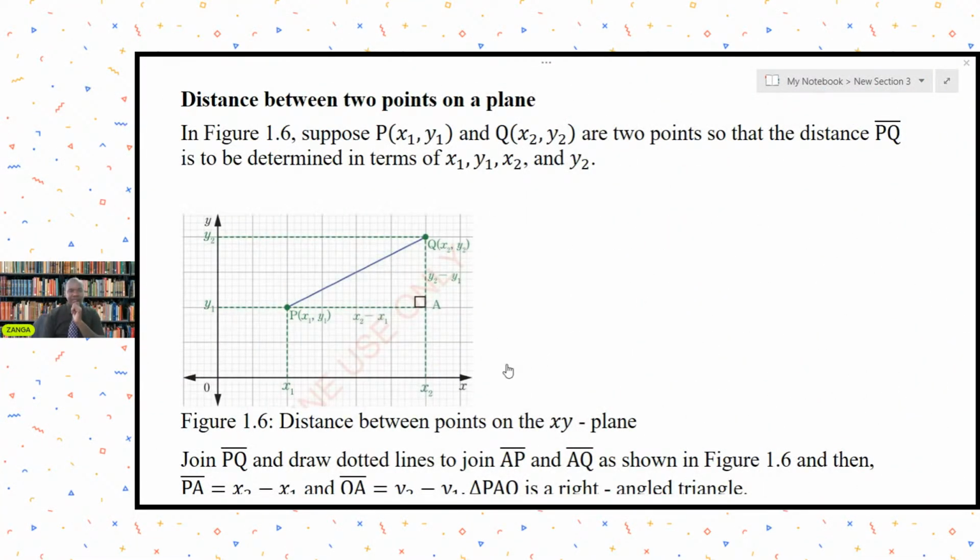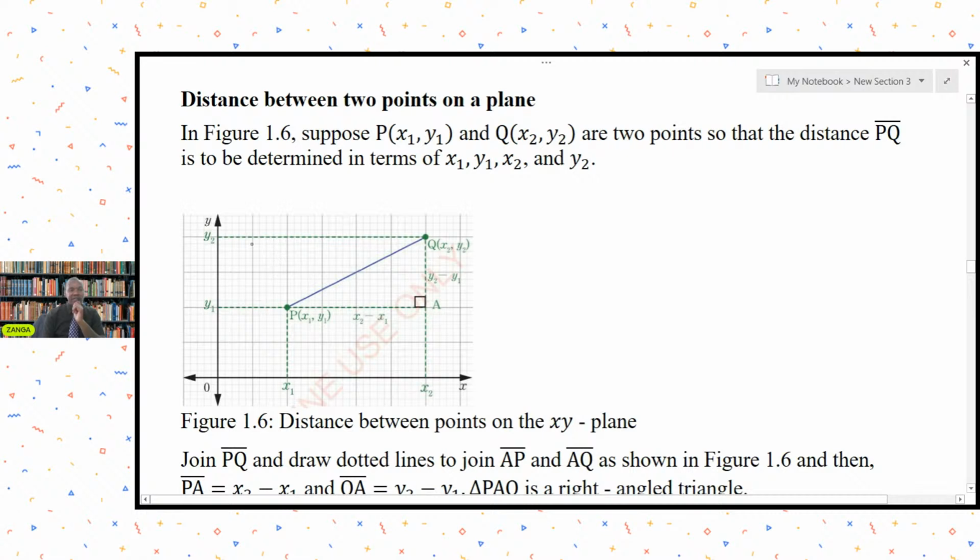Hii ni topic ya kwanza, ambayo actually topic hii ni coordinate geometry. Sehemu ya 5 tutaendelea na distance. Ni distance between 2 points in a plane. And so we are going to dive direct actually to the content, and here we go.